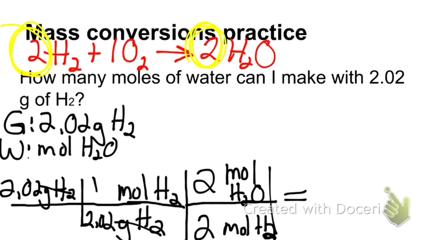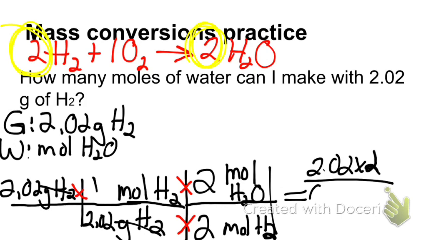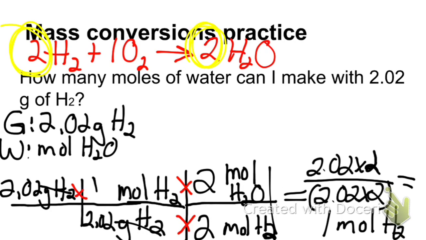Okay. So when we do this, we multiply those on top, and we're also going to multiply our numbers that are next to each other on the bottom. So we're putting this in the calculator. We should put 2.02 times 2 divided by, and then put in parentheses 2.02 times 2, close parentheses, because otherwise order of operations is going to do bad things to you. And then we do that, and what we find out is 4 divided by 4.04 is 1. So we're going to make 1 mole of water if we start with 2.02 grams of hydrogen gas.